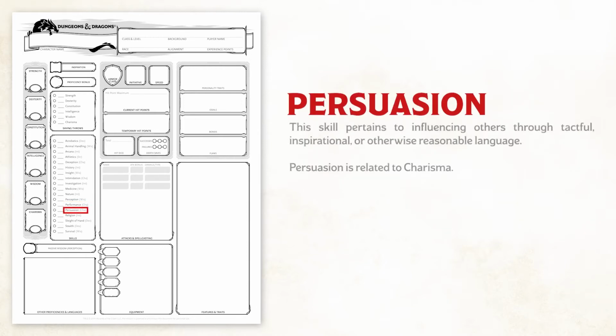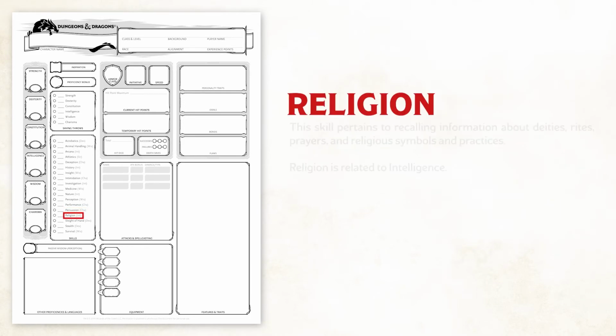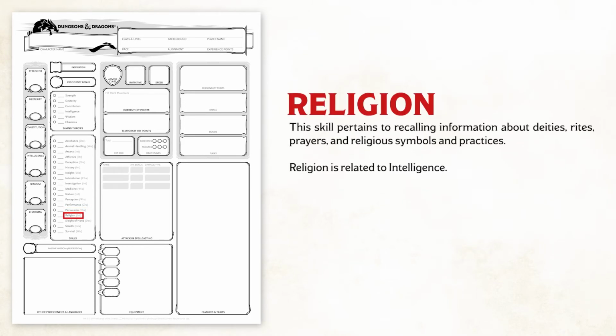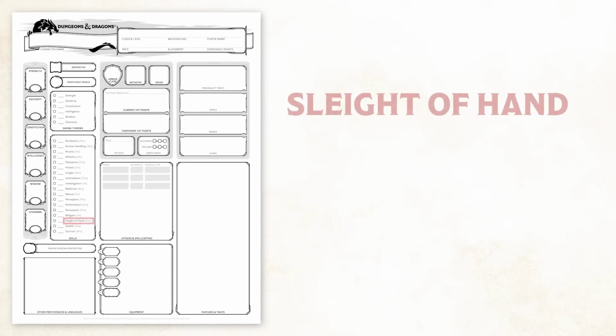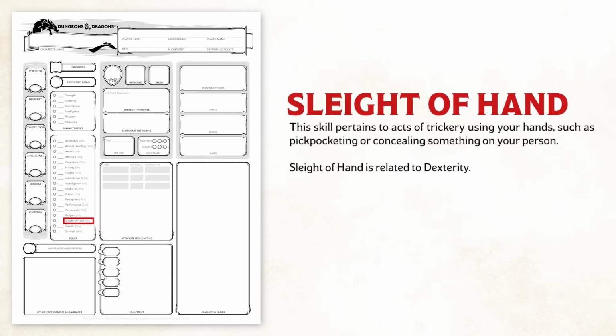Persuasion. This skill pertains to influencing others through tactful, inspirational, or otherwise reasonable language. Religion. This skill pertains to recalling information about deities, rites, prayers, and religious symbols and practices. Sleight of hand. This skill pertains to acts of trickery using your hands, such as pickpocketing or concealing something on your person.